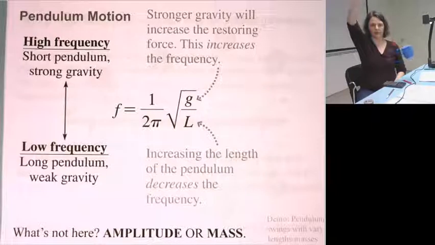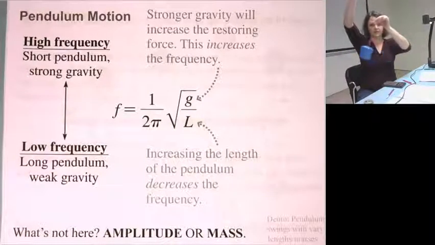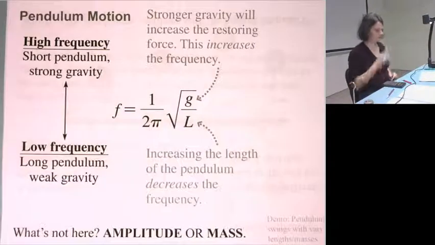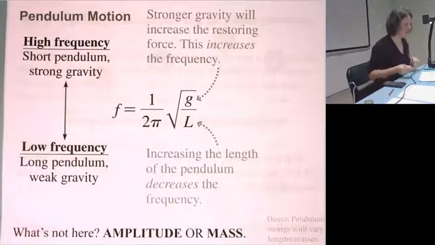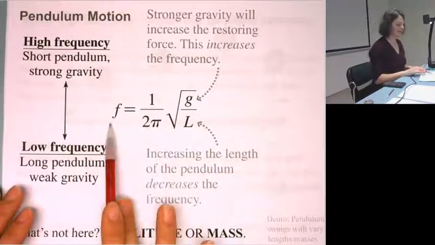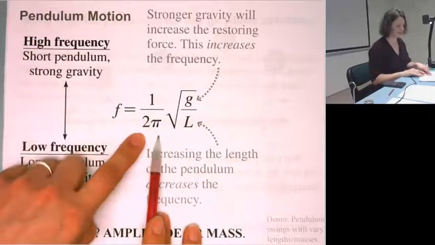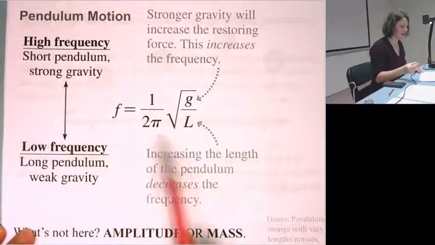See how it got slower? When I make this shorter, it gets faster. That's the only thing that matters. And the equations show that too. So here's the equation. The frequency of a pendulum depends on this 1/2 pi factor, just like it did for a spring.